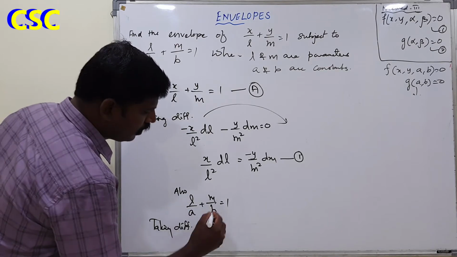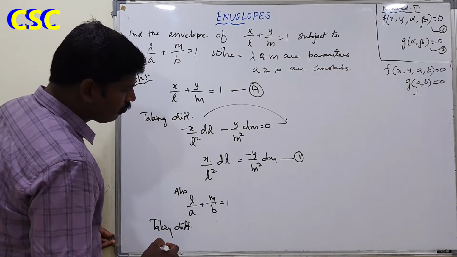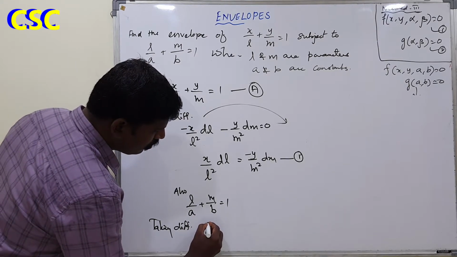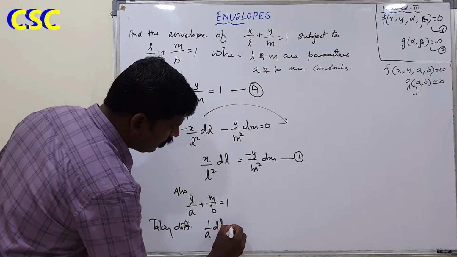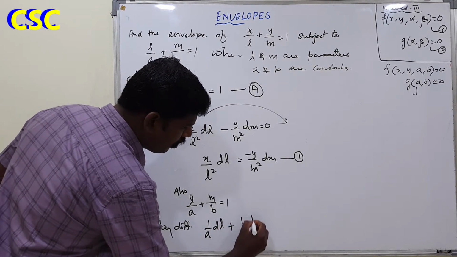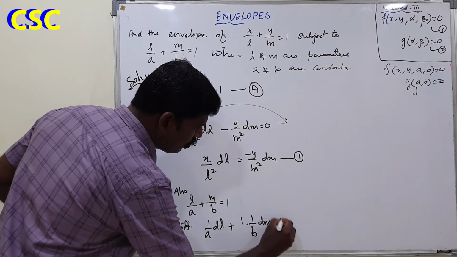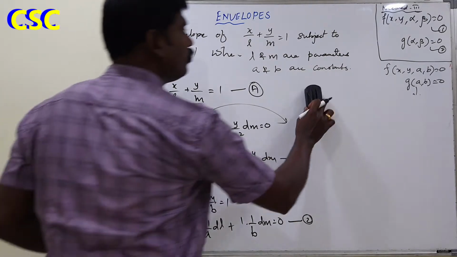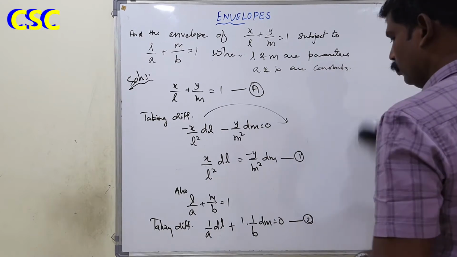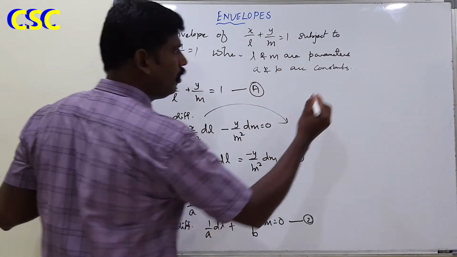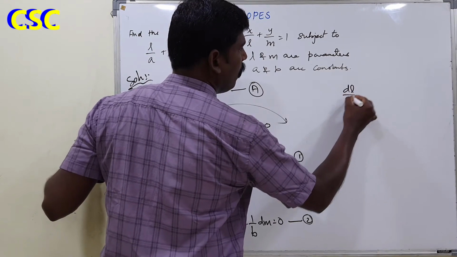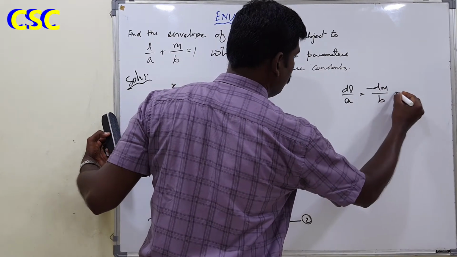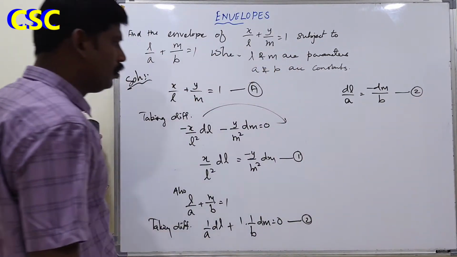Differentials. So what do you get? dl, isn't it? What you will get is 1 by A into dl plus 1 into 1 by B into dm is equal to 0. We call this Cartesian equation number 2. Right? From that, what is dl? So dl by A is equal to minus dm by B. We call this equation number 2.